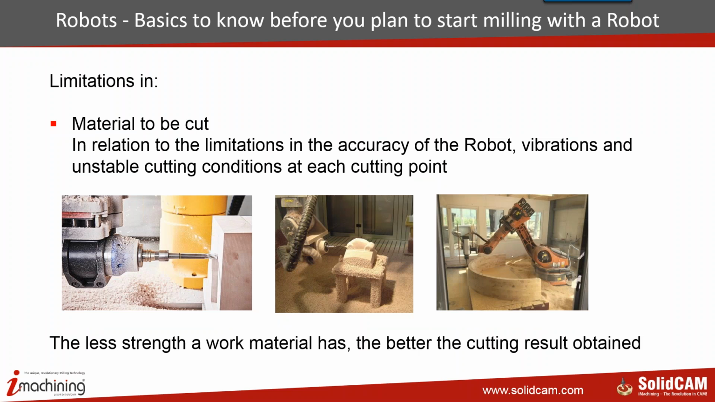If we know that there is a problem in accuracy, it's clear that we cannot cut very hard material and long parts with a wide range where the robot arm has to go. So the less strength the work material has, the better the cutting result will be.